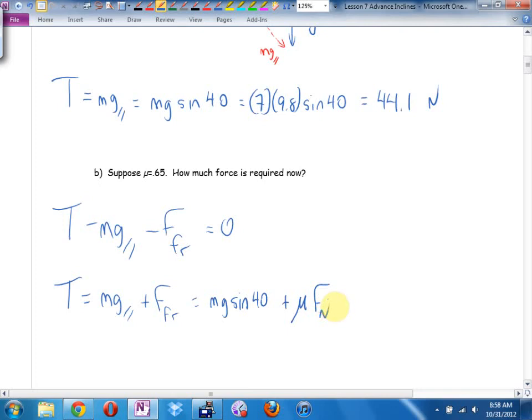Nope! I don't know the normal force. Oh, but look. I know another force the same size as the normal force. What?